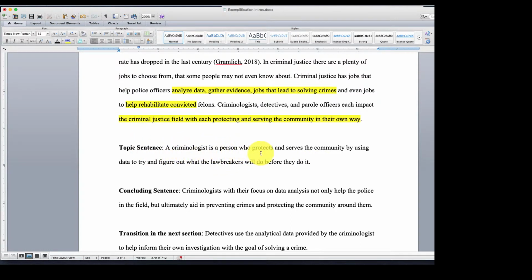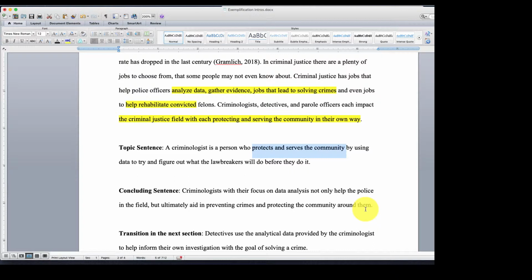So let's look at the topic sentence of the first body paragraph. A criminologist is a person who protects and serves the community. So here we have him picking up on that idea again, by using data to try and figure out. So this is basically introducing what a criminologist does. The rest of the paragraph goes into details about education and salary, etc. The concluding sentence: criminologists, with their focus on data analysis, not only help the police in the field, but ultimately aid in preventing crimes and protecting the community around them. So that's the concluding sentence. There is no mention of the next section of the paper.